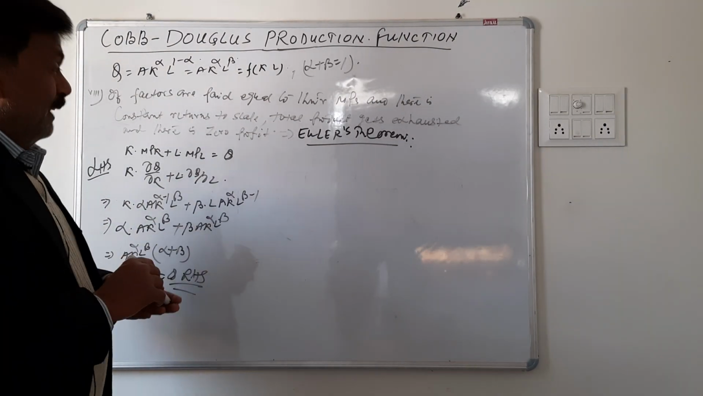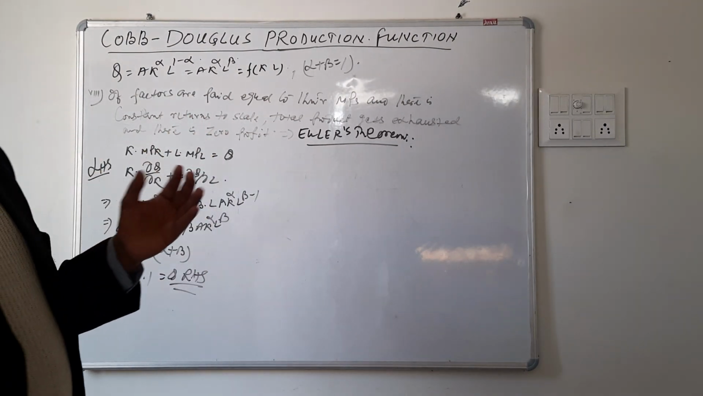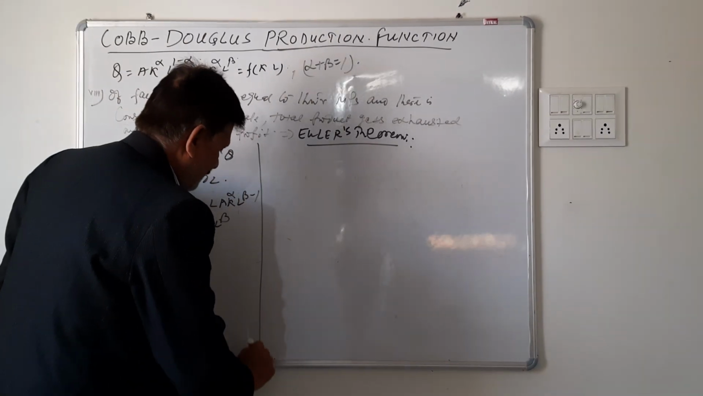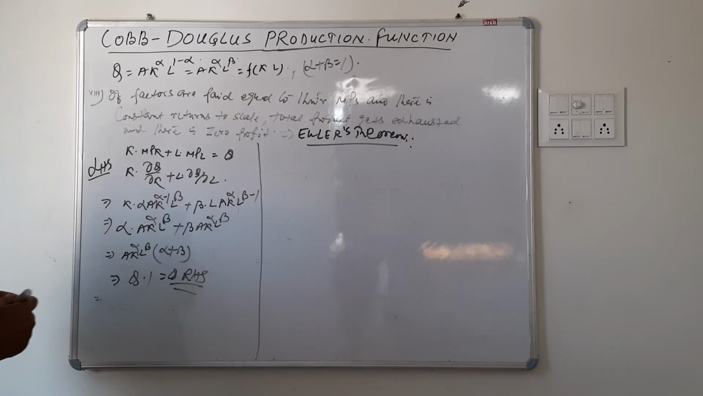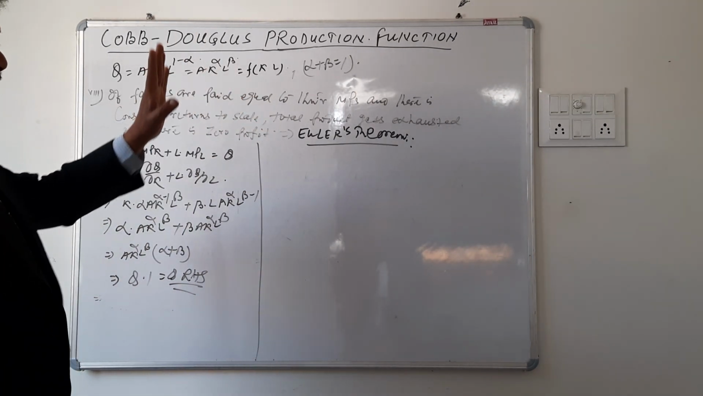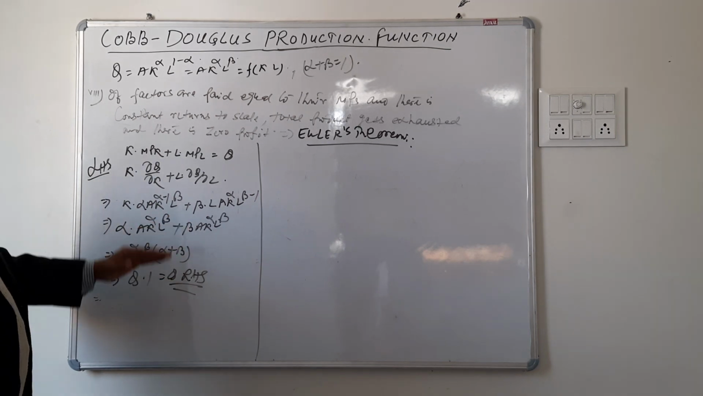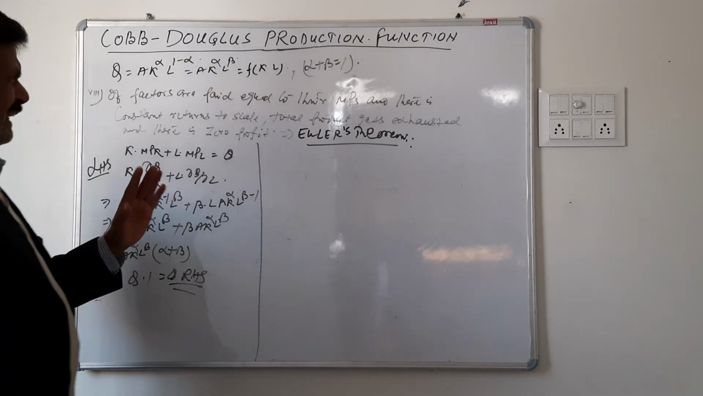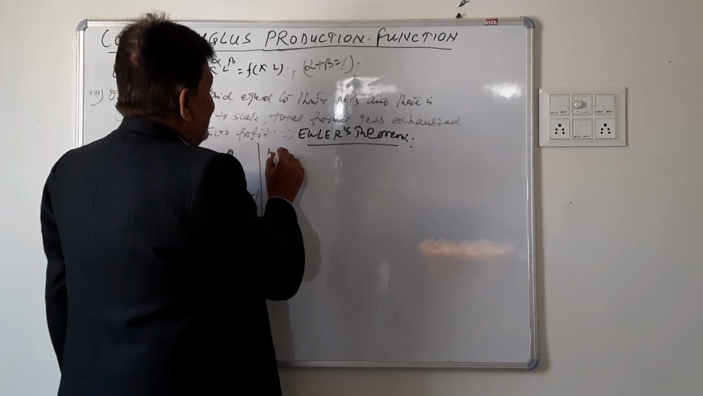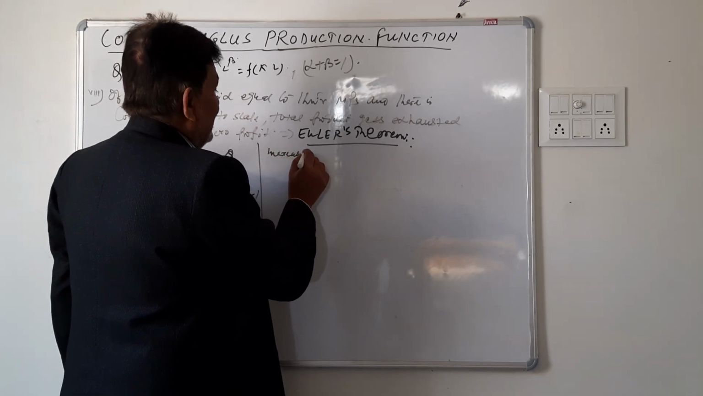Now from this property, two important corollaries come out. Under constant returns to scale, when the factors are paid according to their marginal products, there is no profit, or zero profit. Now let us see what happens when there are increasing returns to scale.